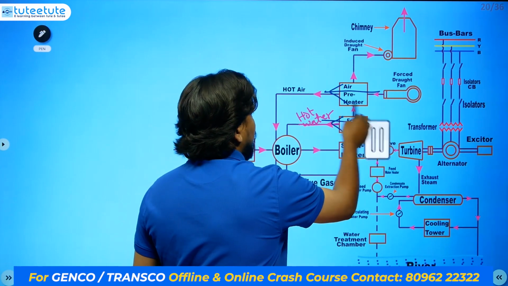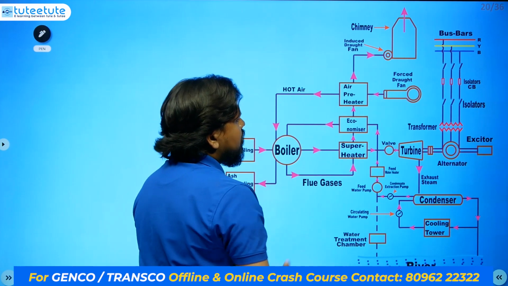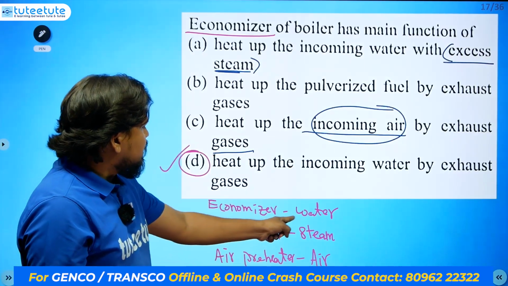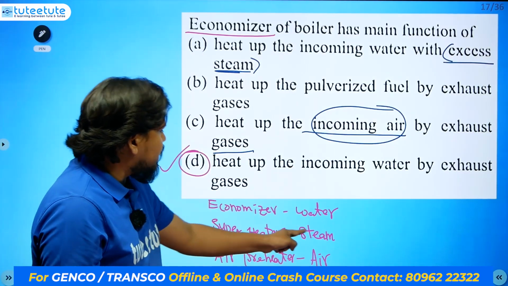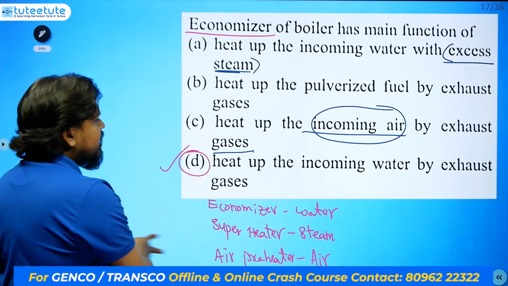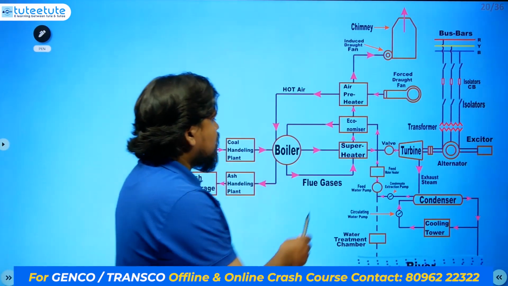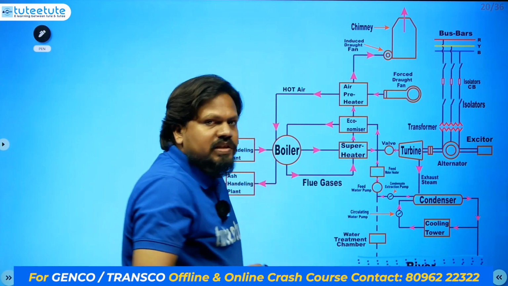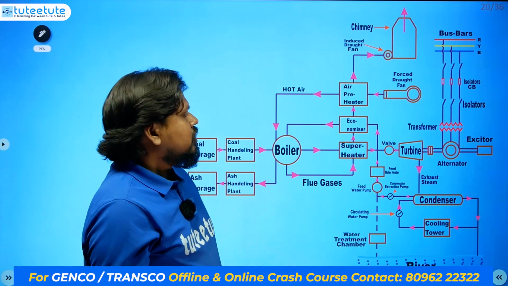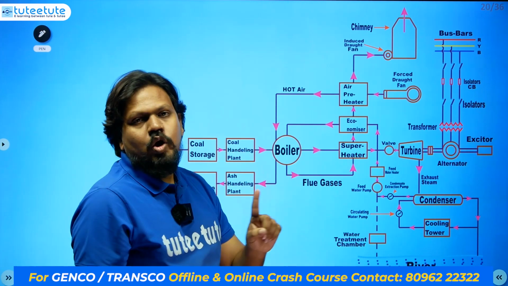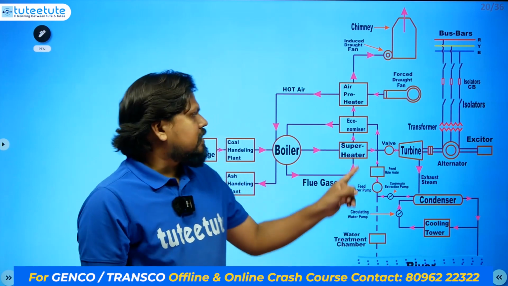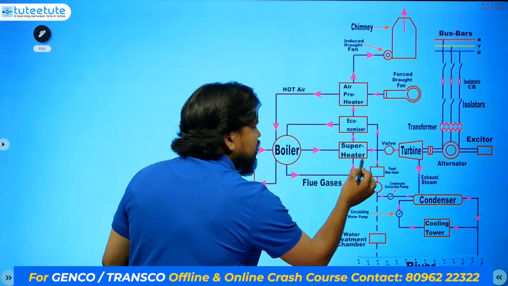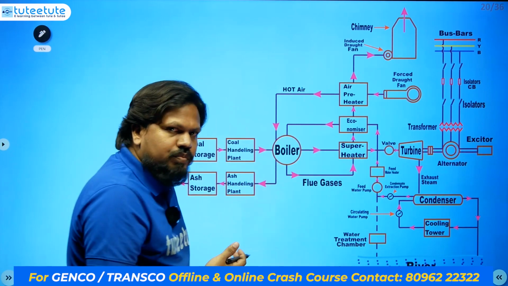Let's consider the superheater. What is going in the superheater? Steam is going in the superheater. And we are sending the hot flue gases like this. Why? Because the steam temperature can be increased more. We have confirmed one thing: temperature will increase in the superheater. That is what they are asking about. So the steam temperature can be increased.